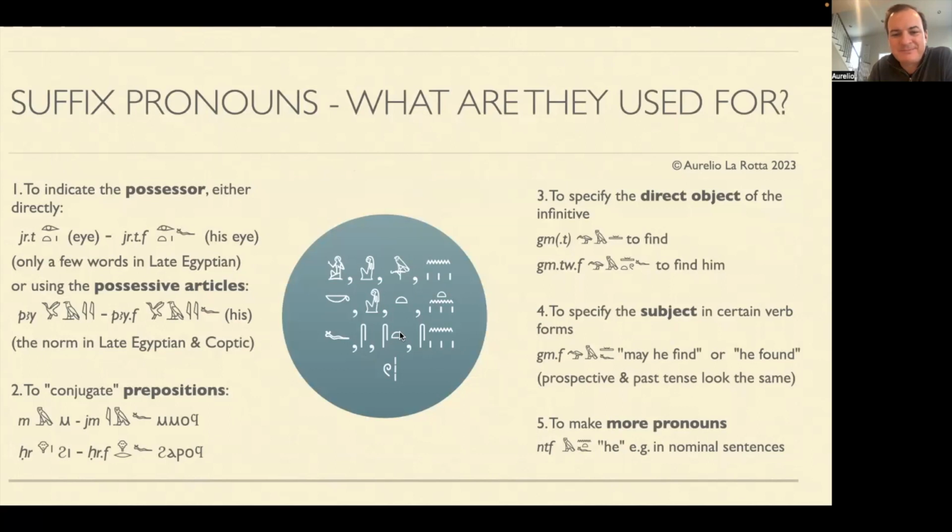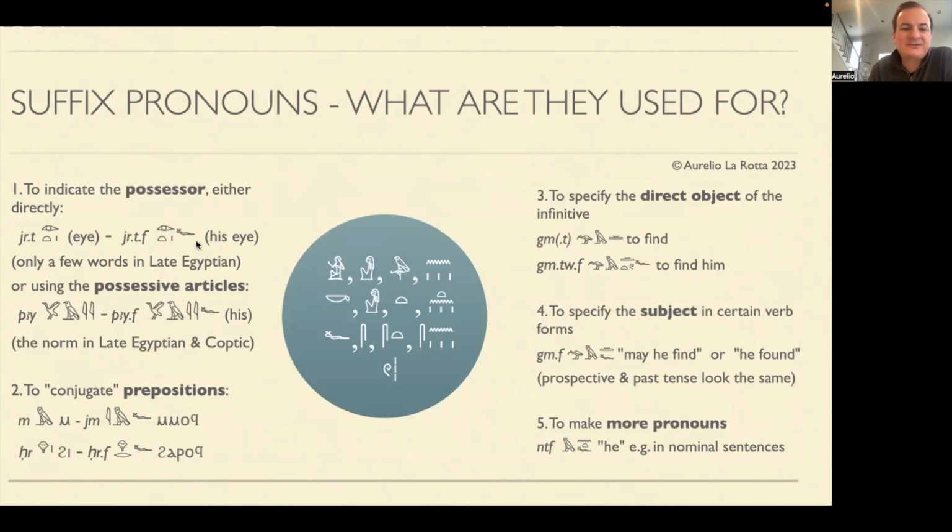There are quite a few of them that you'll encounter glued at the end of words in Late Egyptian, just like in Middle Egyptian. What are they used for? They have a ton of uses. One common one is to indicate the possessor. So if I want to make ir, eye, into my, your, his eye, I just glue a suffix pronoun at the end. So that would become irtif.